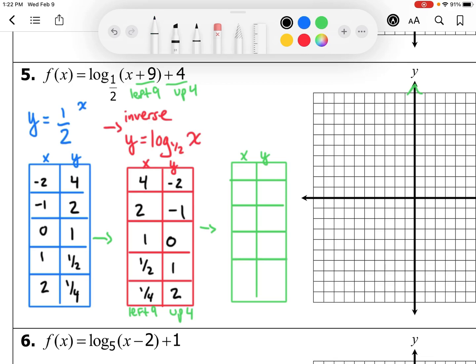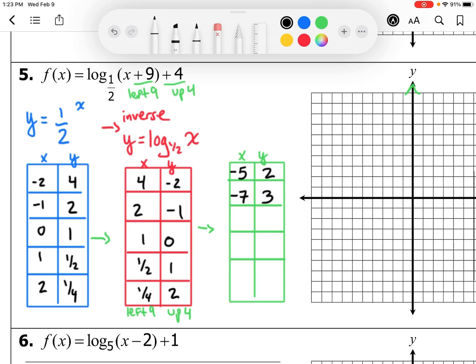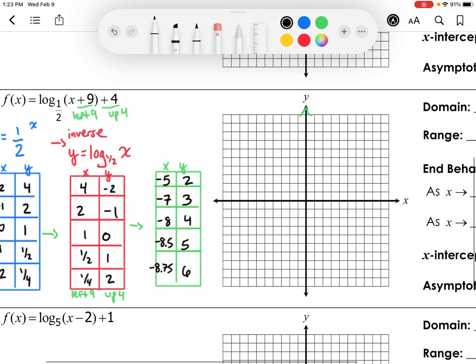Going left 9 from 4 brings us to -5. Going up 4 from -2 is 2. Going left 9 from 2 is -7. Up 4 is 3. Left 9 from 1 is -8. And then up 4 to 4. Left 9 from 1/2 is -8.5. And then up 4 to 5. Left 9 from 1/4 is -8.75. And then up 4 to 6.